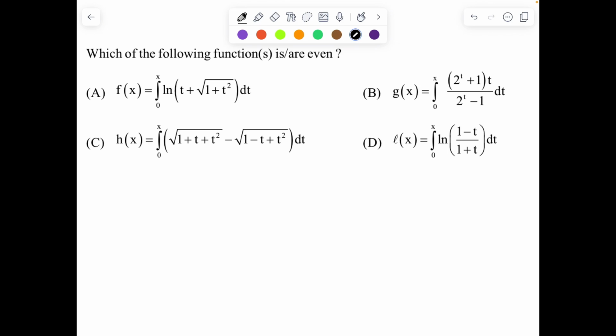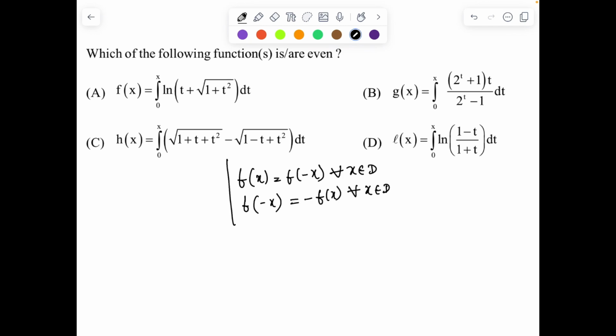Now, just a quick recapitulation. A function is even if f of x equals f of minus x for all x belonging to the domain of the function. And the function is odd if f of minus x equals minus f of x for all x belonging to the domain. Of course, for being odd, the function must have a symmetric domain.